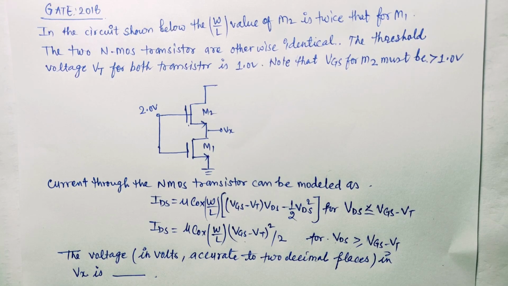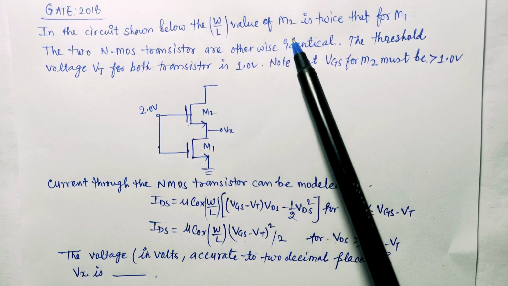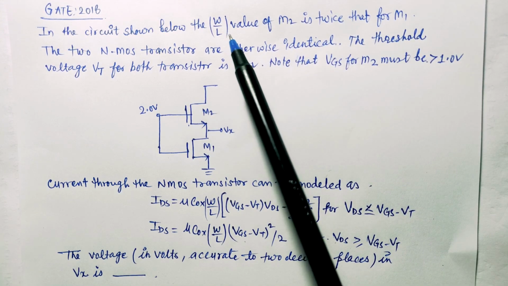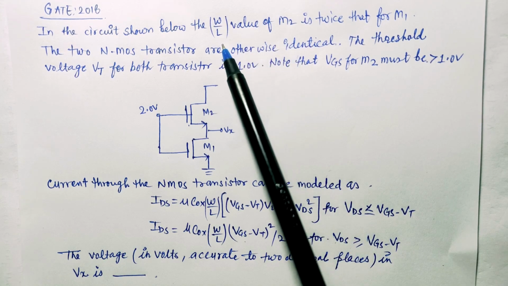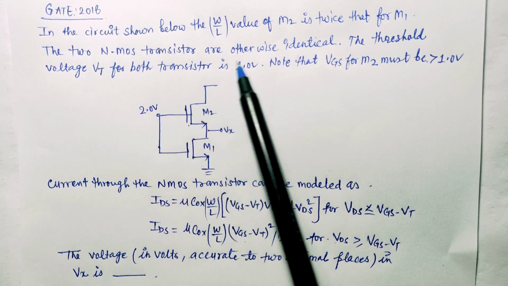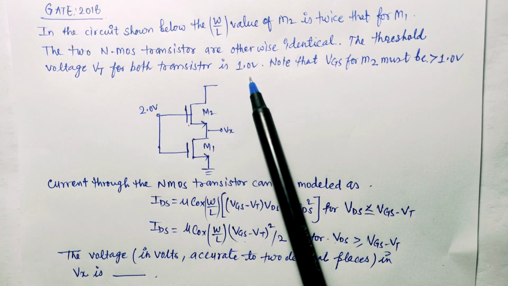Let us see a question which was asked in GATE 2018. In the circuit shown below, the W by L value of M2 is twice that for M1. W by L of the M2 transistor is equal to 2 times W by L of the M1 transistor. The two NMOS transistors are otherwise identical. The threshold voltage VT for both transistors is 1 volt.